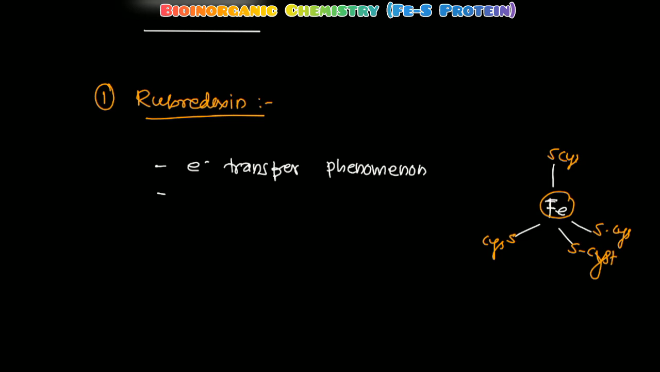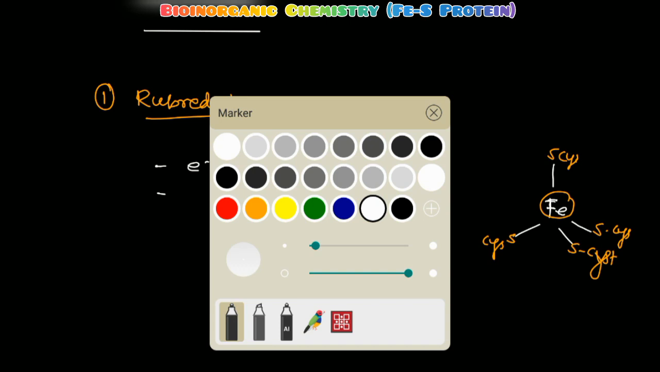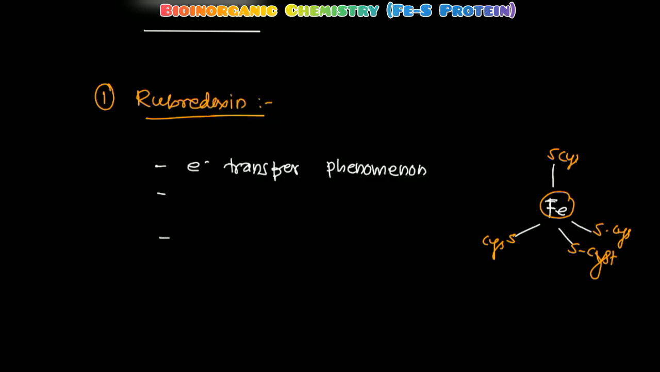So rubredoxin is a one electron transfer species. Here the iron goes from +2 to +3, which is the one electron transfer phenomenon. The iron atom changes its oxidation state from +2 to +3, and in both oxidation states the metal exists in the high spin state, which helps to minimize structural changes.